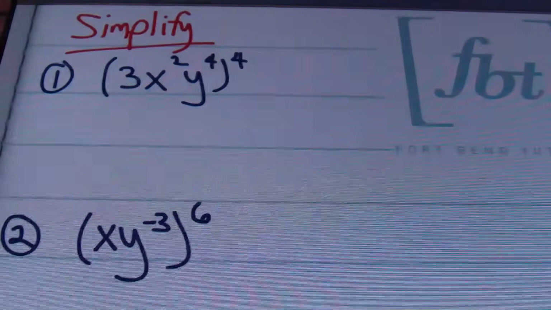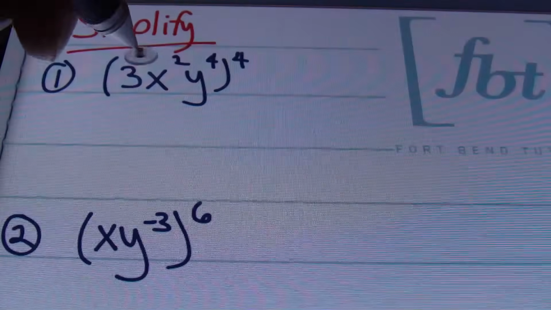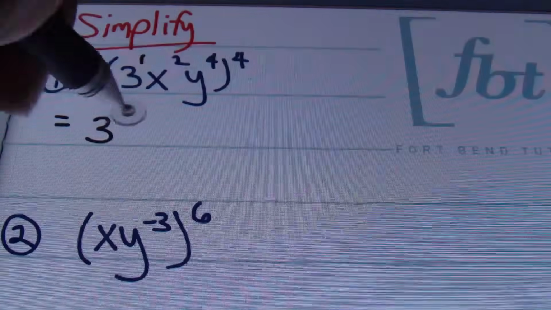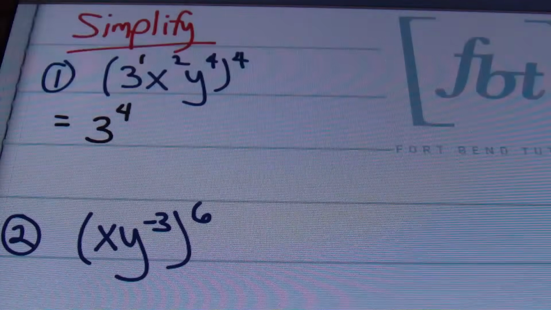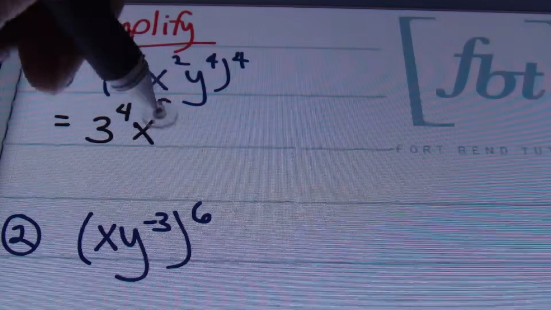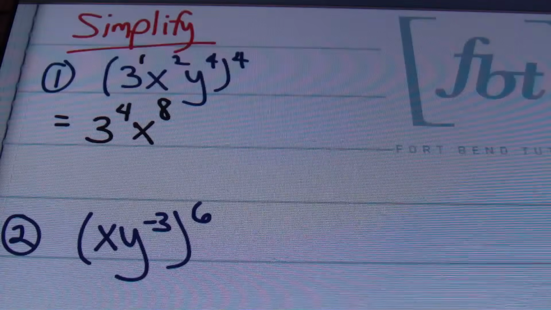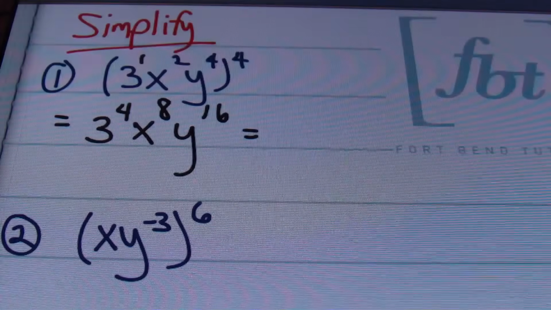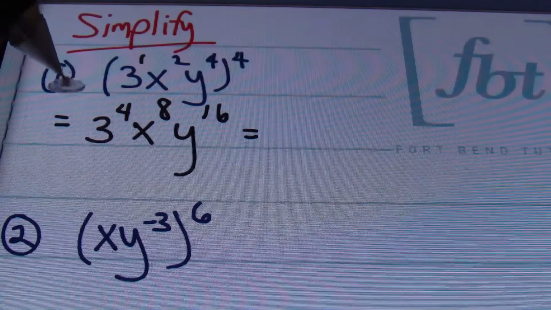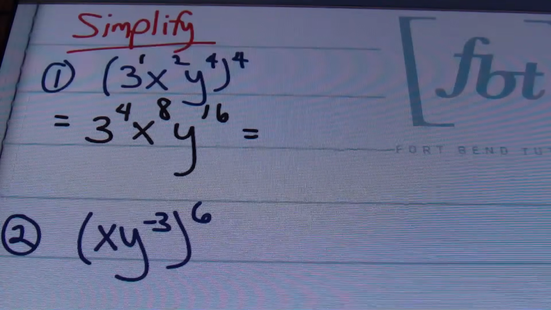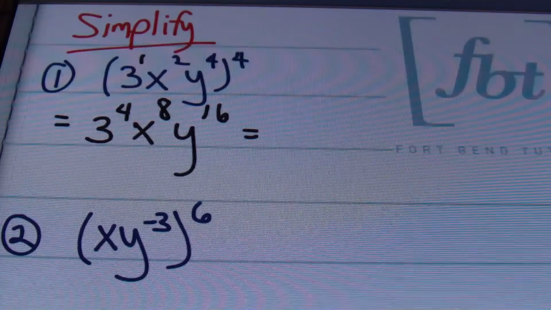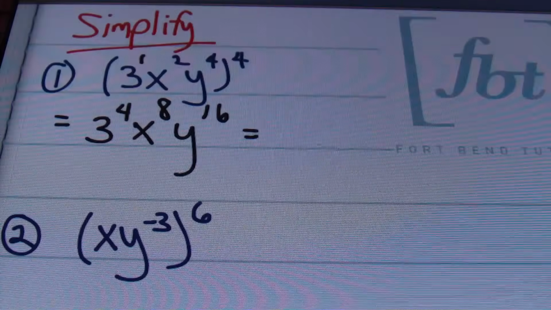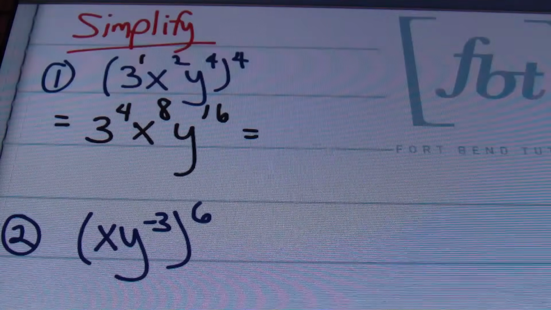So let's see what that looks like, all right? Note that this base of 3 has an exponent of 1. So I'll end up with, initially, 3 to the 4th power, because I have 1 times 4. This will be x to the 8th power, multiplying 2 times 4 on those exponents. And this will be y to the 16th power, which is the result of multiplying 4 times 4. Now, you won't leave your base raised to an exponent like this. As long as the value is reasonable, like under 100 or around 100, then you're expected to find out what that answer is.